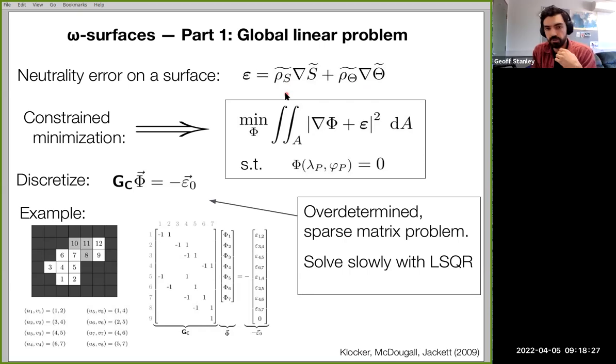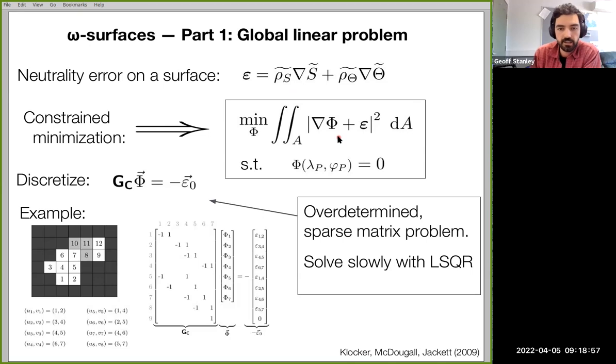The way omega surfaces do that is they start off with an initial surface, which could be a potential density surface, for example. Then they solve this constrained minimization problem, where you first calculate epsilon on your initial surface, and then you try to find this phi field that minimizes this quantity here. It's an integral over the entire surface of the square of grad phi plus epsilon.